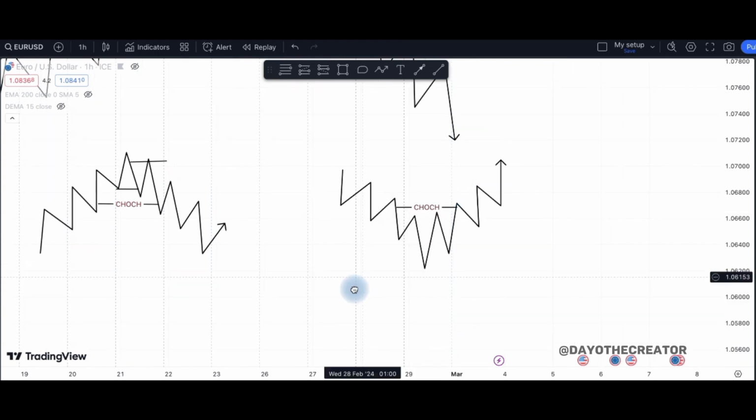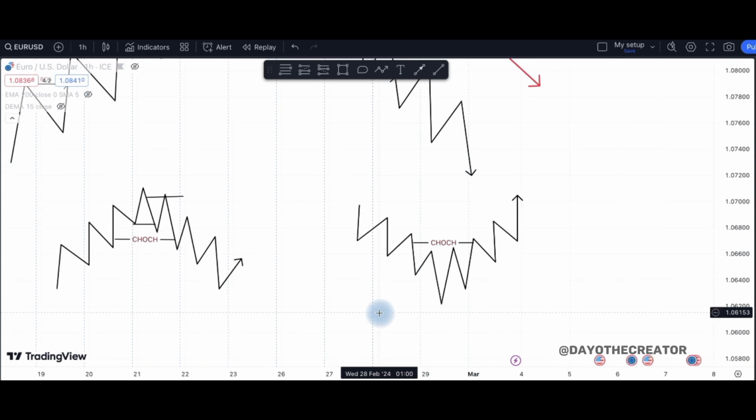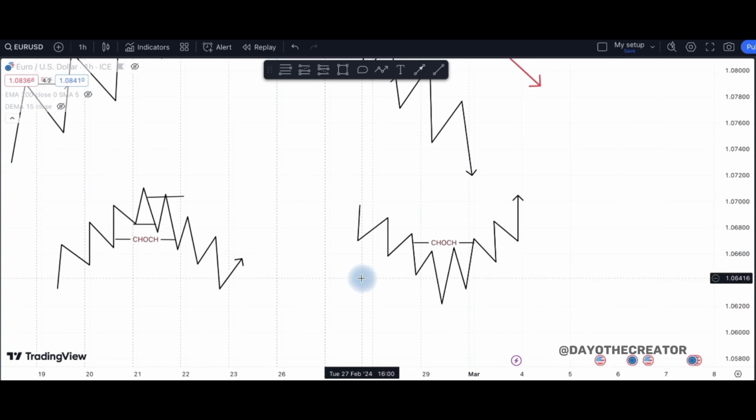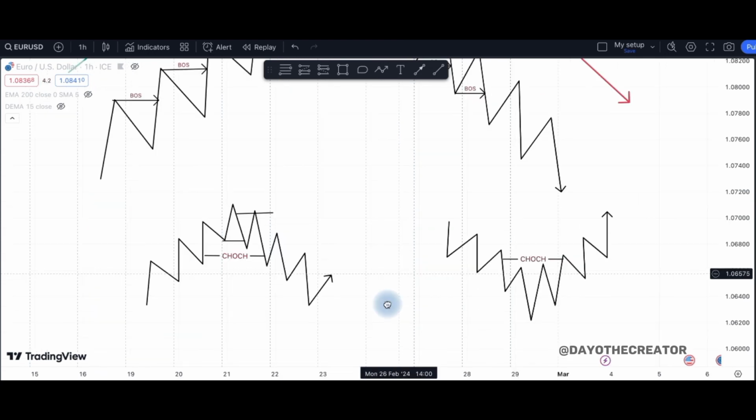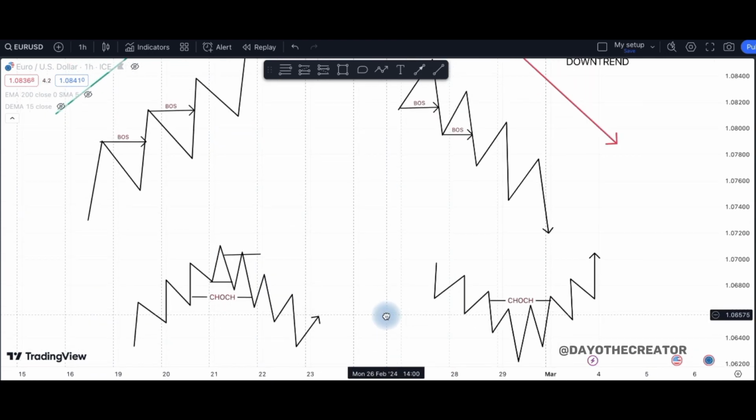So now, what we are going to be talking about next is internal and external liquidities. Since we've spoken about the break of structure, uptrend, downtrend, and change of character, we need to know what is an internal liquidity and what is an external liquidity.